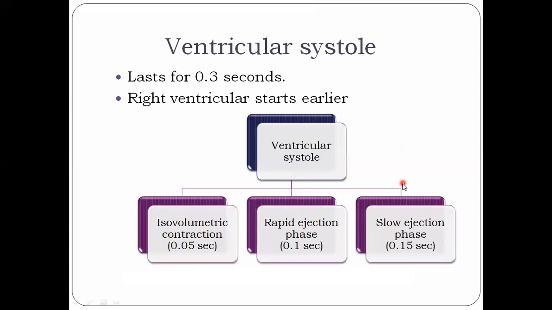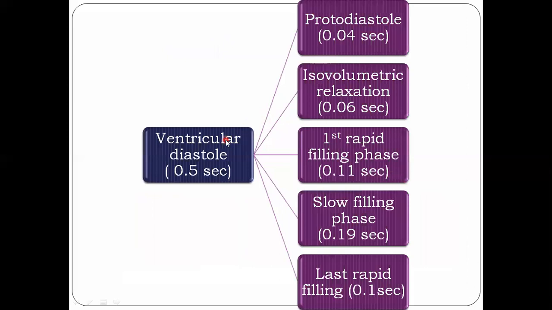Now let's move on to ventricular diastole. This ventricular diastole is divided into 5 subphases, and the duration of the ventricular diastole is 0.5 second. They are protodiastole, isovolumetric relaxation, first rapid filling phase, slow filling phase, and last rapid filling phase. These are the 5 subphases of the ventricular diastole. Let's see these phases one by one.